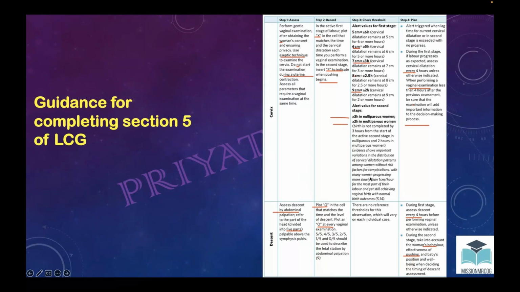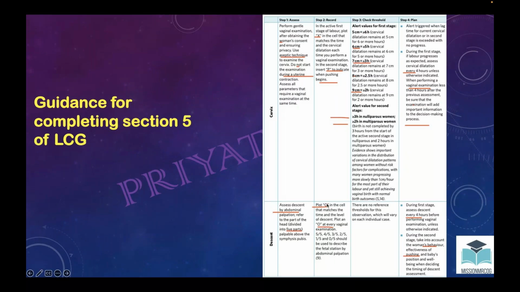Now coming to the descent, we know it is assessed by abdominal palpation. It is usually divided into five parts. We already know from our previous knowledge, 5 by 5, the head is totally in the abdomen only. 0 by 5, the head is in the pelvis. Usually a reference threshold is not given for head descent, and we know the head is round in shape, so for the head they put the letter O or 0 for it.